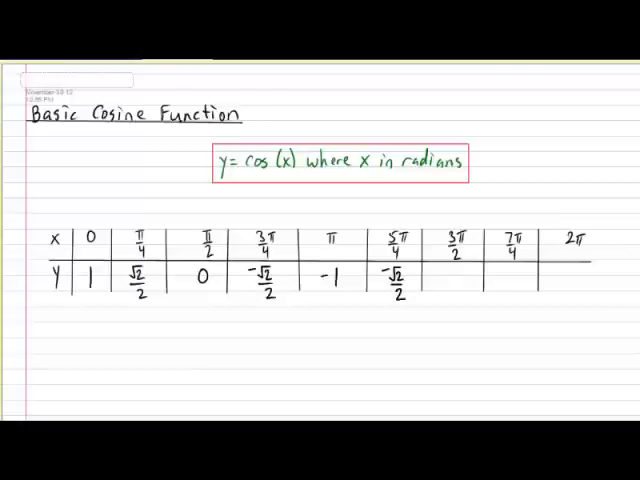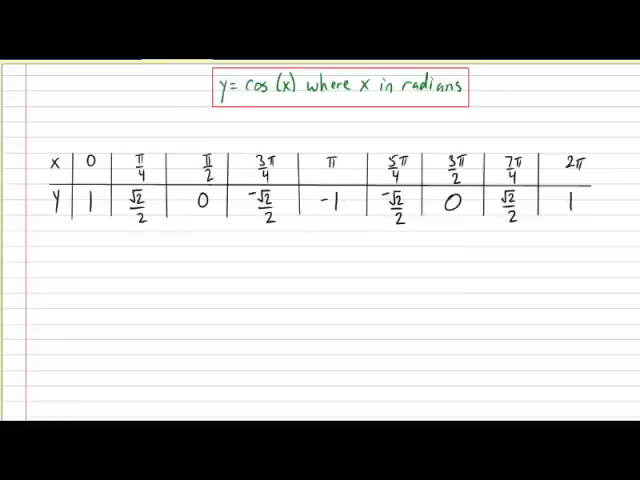When x is 3 pi over 2, the y value is 0. When x is 7 pi over 4, the y value is root 2 over 2. And finally, coming back full circle, when x is 2 pi, the y value returns to 1. With this table of values correctly filled in, we are now ready to draw the graph.